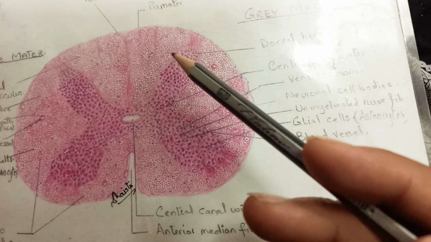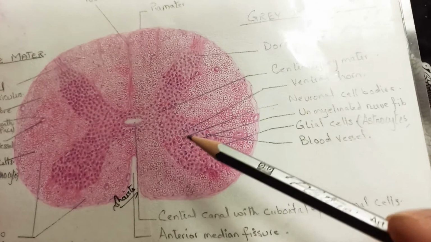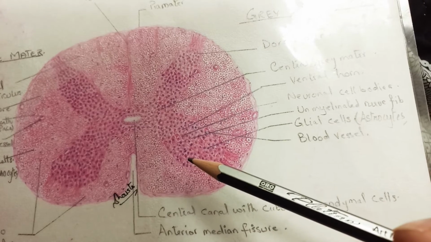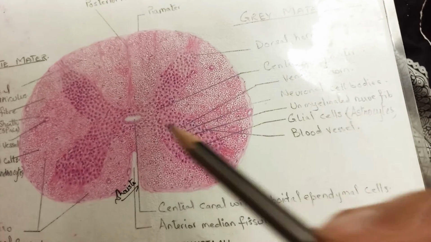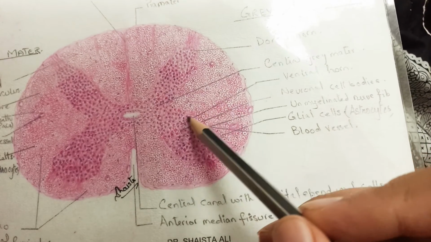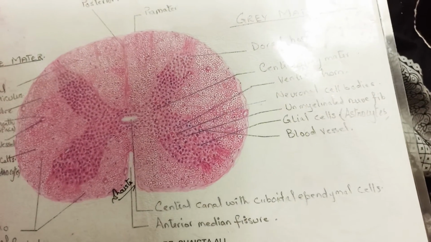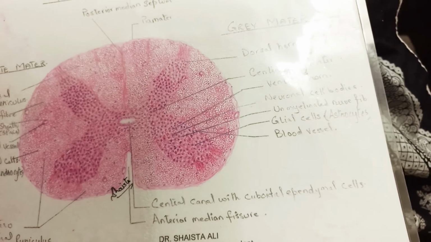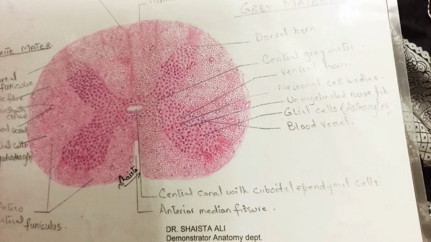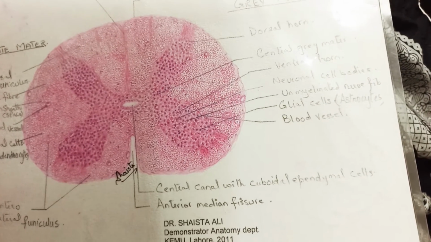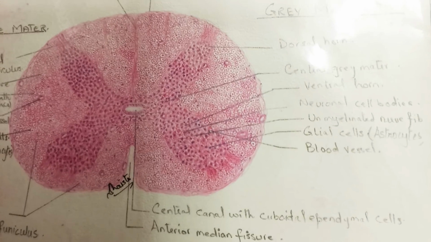Then, as you can see here, there are just two horns, dorsal and ventral, but in the thoracic and the first and second lumbar segments, you can also appreciate a lateral horn, which will be here in between the dorsal and the ventral horn, and this lateral horn contains the motor neurons which have the preganglionic sympathetic fibers. So you will find this in just the thoracic and the first and second lumbar segments.